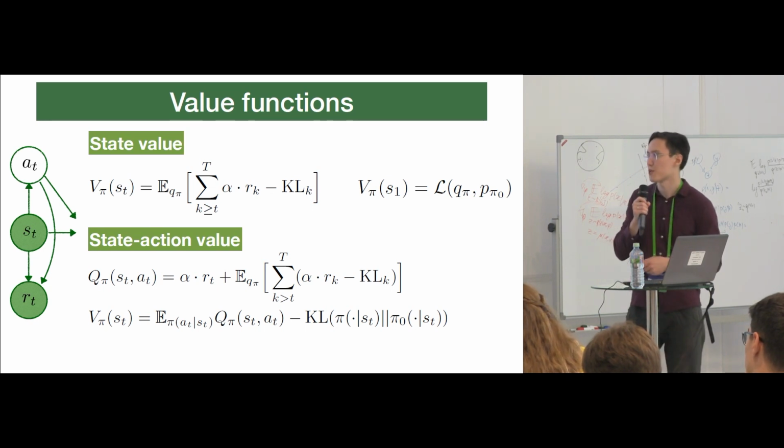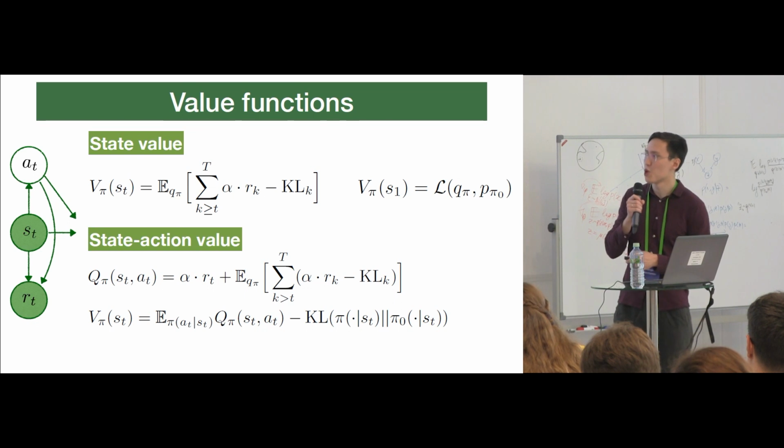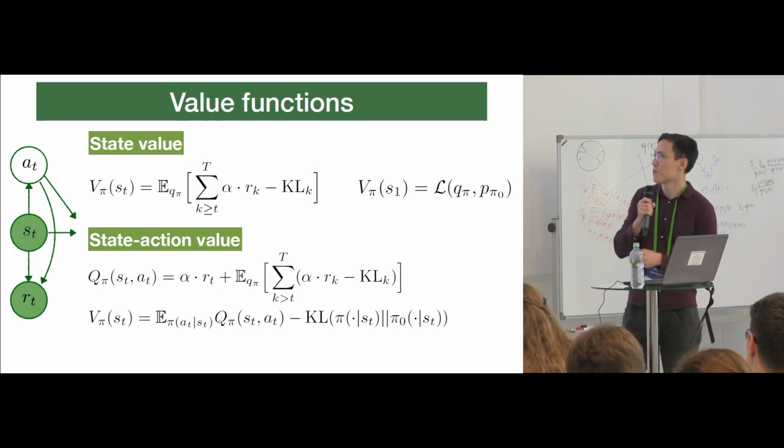So the value function, for example, can be expressed as just an expected state action value function. We don't know what action we are going to take, so we just compute this expectation, and the KL term that is missing here at the time step t.